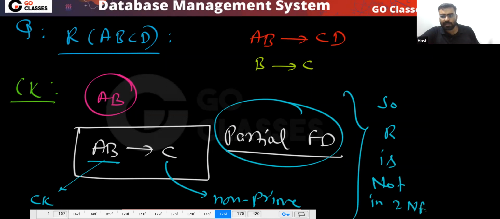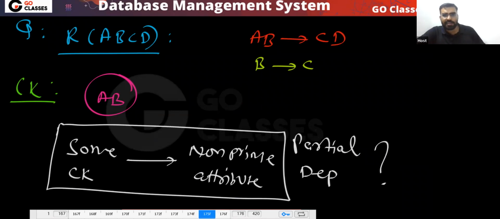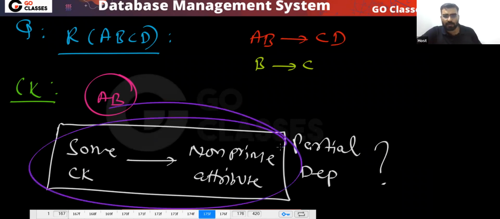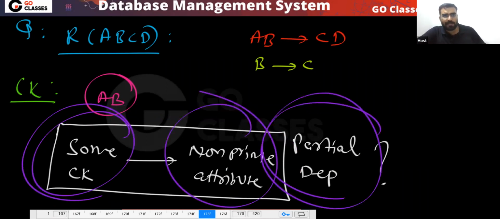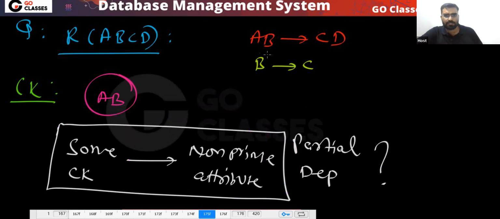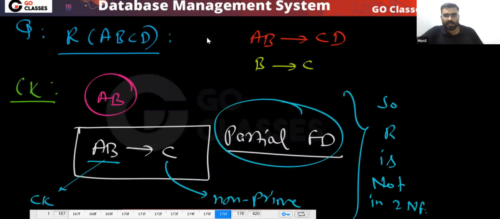Is this clear to everyone? This type of partial dependency we have, where some candidate key is partially determining a non-prime attribute. Is this clear? AB determining C. Is this partial or not? Nikhil? AB is the candidate key. Is this partial? Yes, this is partial.